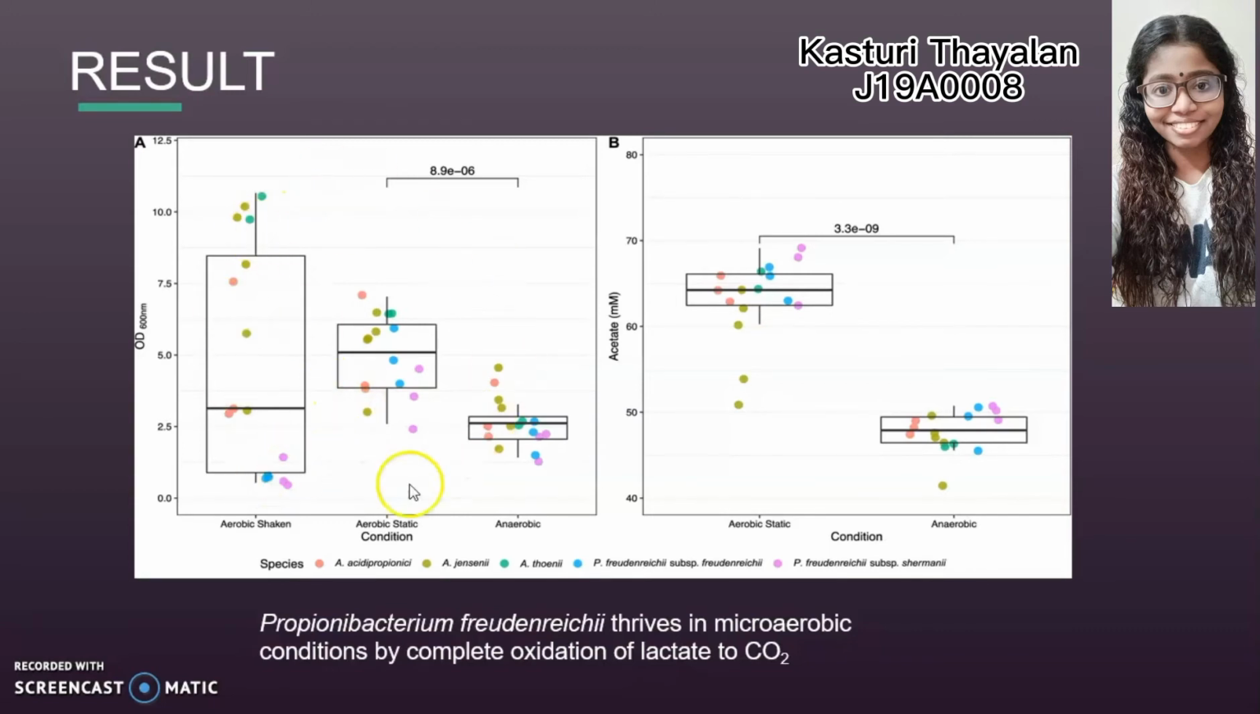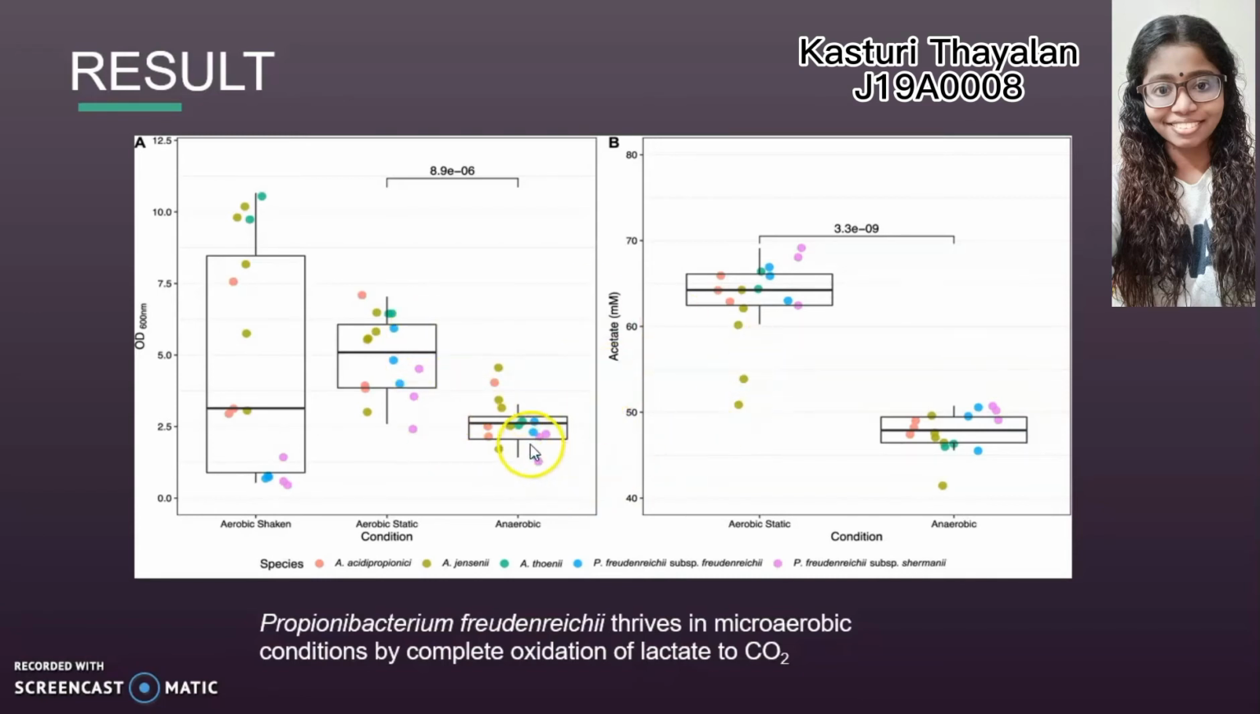So we can see there are 2 graphs here. Graph A represents biomass production, while graph B represents acetate production for 4 species of propionic acid bacteria growing in 3 different conditions. Each data point represents the average of biological duplicates for each individual strain.